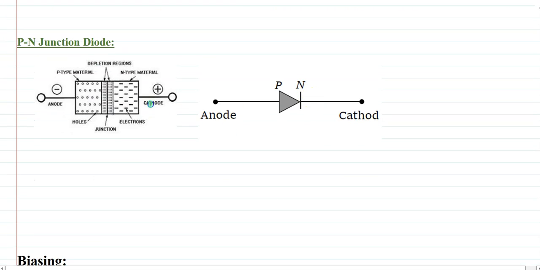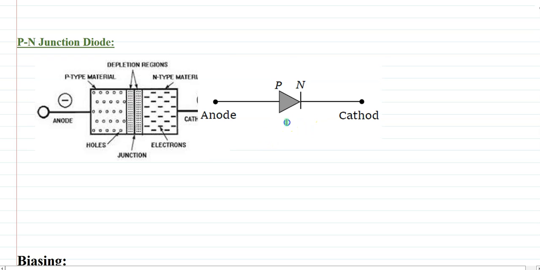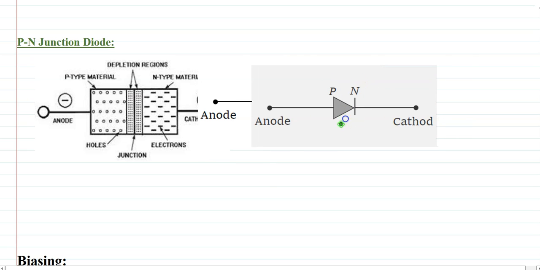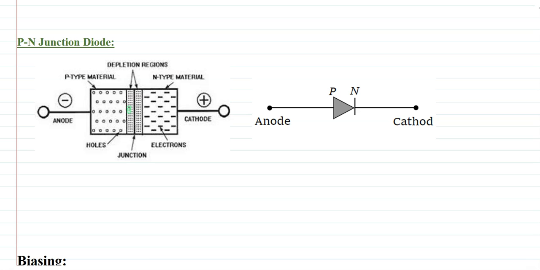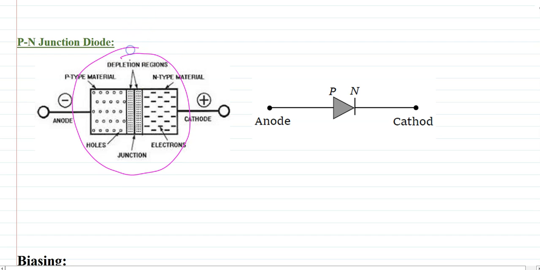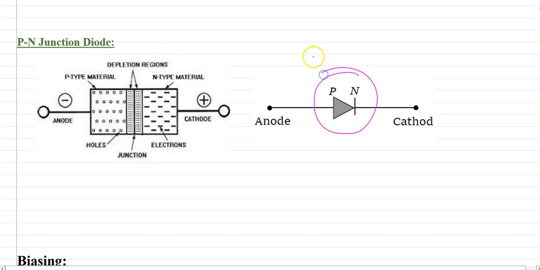Okay, so in summary, we have a p-n junction and there is a depletion region, and in the depletion region, due to the immobile charge carriers, we get a potential barrier. We have two terminals of the p-n junction, and we cannot always draw the p-n junction diode like this structure, so we use a symbol. The p-n junction symbol is like that. Now this is the p side and this is the n side.